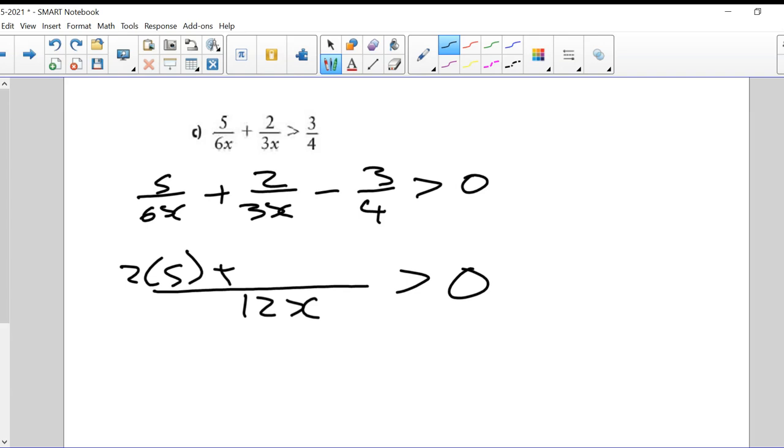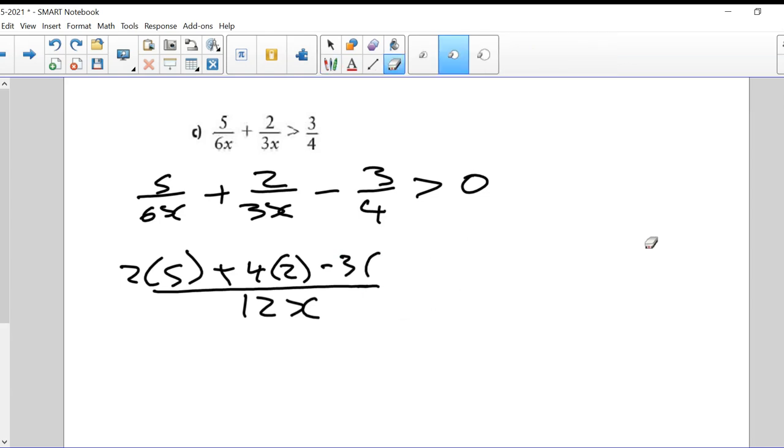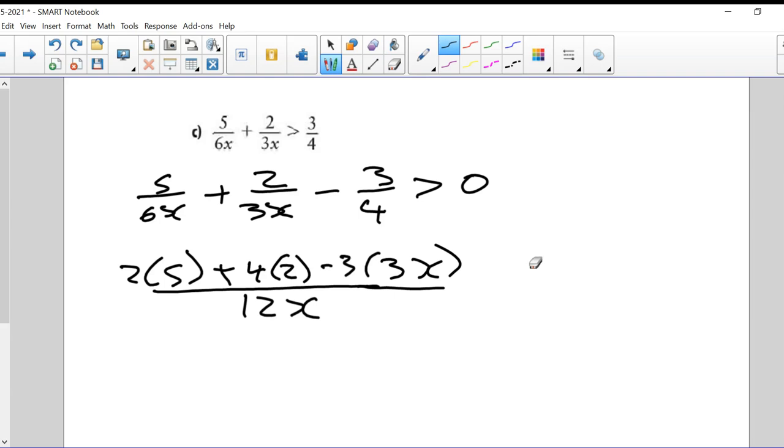Plus, what do I multiply 3x by to get 12x? The answer is obviously 4. So that's 4 times 2. And what do I multiply 4 by to get 12x? The answer is obviously 3x. So that's minus 3 times 3x. Let me give myself some more room here. Is greater than 0.